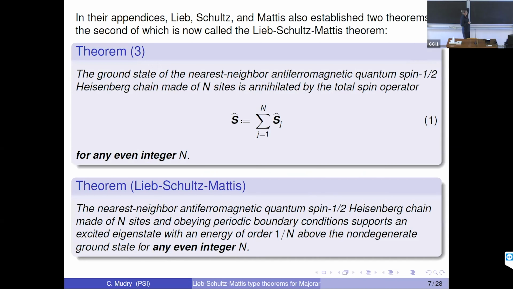The two theorems in the appendix of the Lieb-Schultz-Mattis paper of 1961: the first one states that the ground state of the nearest neighbor antiferromagnetic quantum spin 1/2 Heisenberg chain made of an even number n of sites is annihilated by the total spin operator. So this is a spin singlet. And this is true for an even integer number of sites.